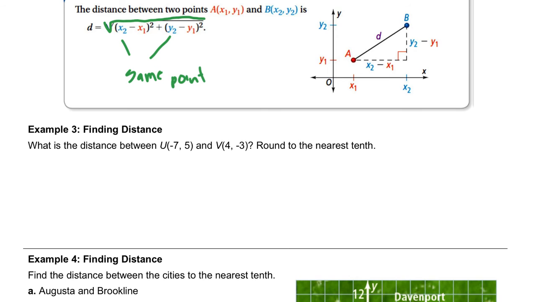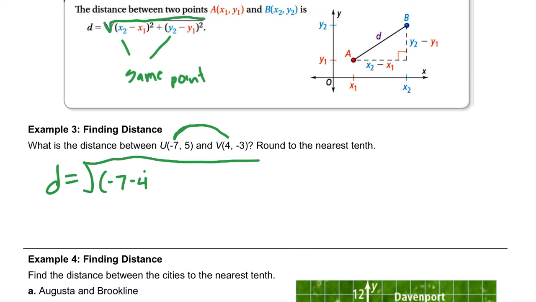So the distance between these two, every time I'm going to make a big square root. I'm going to do x minus x. So for me, easiest thing is just to take -7 minus 4, -7 minus 4, square it. Okay, that's the x value subtracted. Now, if I do -7 minus 4, that means I have to do 5 minus -3.